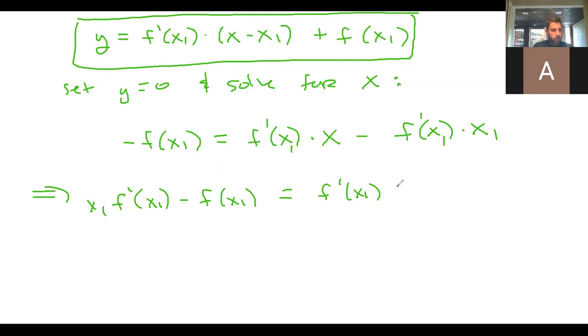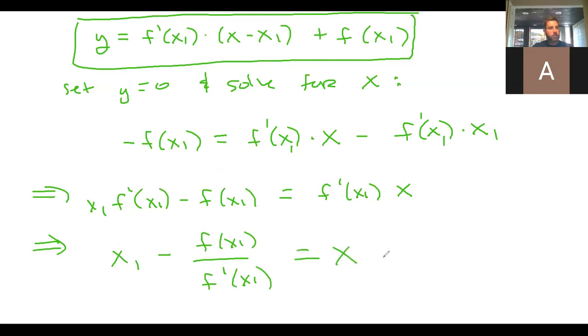And then I'm going to divide both sides by the slope, f prime evaluated at x sub 1. And when I do that, I get x sub 1 minus f evaluated at x sub 1 over f prime of x sub 1 equals x. So this right here is the x-intercept of the tangent line. Then once we give it a name, since we already called the first guess x sub 1, we'll call it x sub 2.